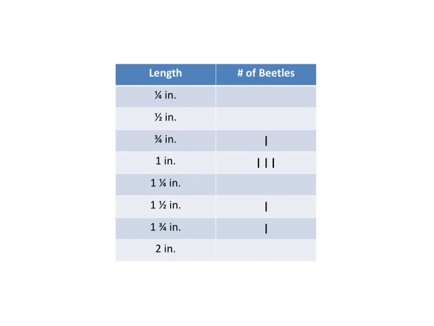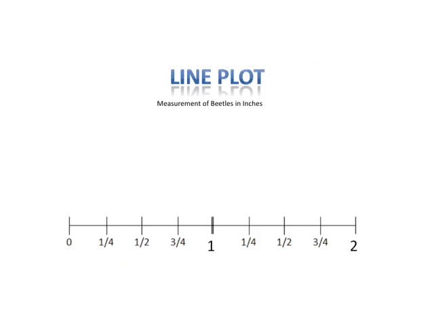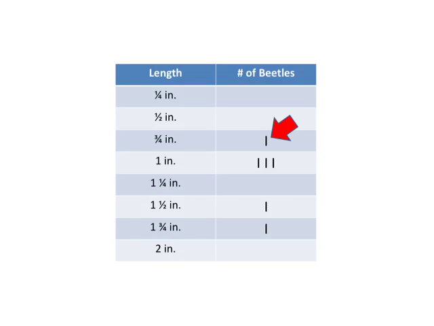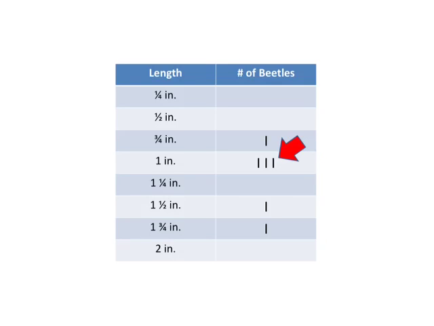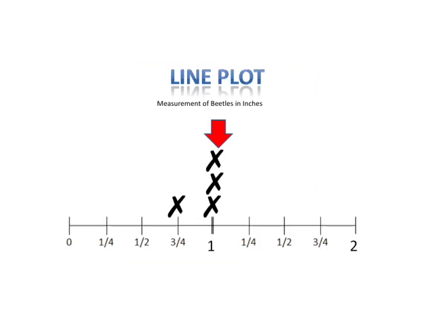Now we're going to look at what we'd do if we had to turn a tally chart into a line plot. First we'd start with our line plot here. Then we'd look at the first measurement and how many beetles there were for that measurement. There's only 1. We'd find the 3/4 inch, which is the measurement, and put an X. Next we would look at the 1 inch measurement, and we see there's 3, so we would put 3 X's at 1. And here we have 1, 2, 3 X's.